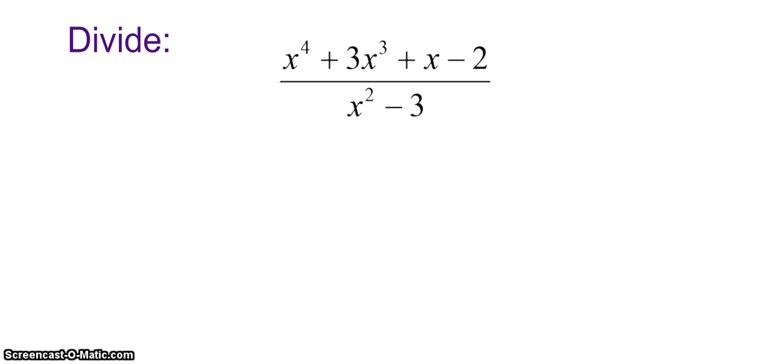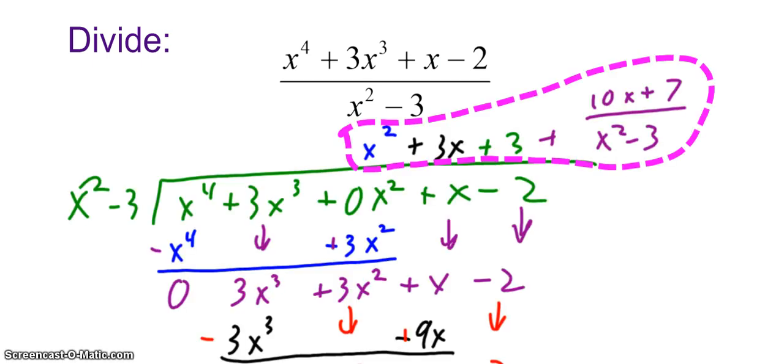Next one, I want you to try this on your own. Do long division. Set it up, divide, pause, unpause when you're ready to check your work. So go ahead and pause. Okay, so you should end up with x squared plus 3x plus 3 as your quotient, and then plus 10x plus 7 over x squared minus 3. So 10x plus 7 is the remainder.